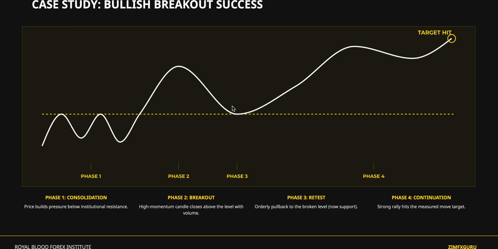And then phase 3, you can actually see the phase 3 is the what? Is the retest. So orderly pullback to the broken level, now new support. So this is where we actually take our entry. So we take our entries for phase 3, and then phase 4 continuation. So strong rally is the measured move target. So we will be holding the opportunity until we reach our take profit point.